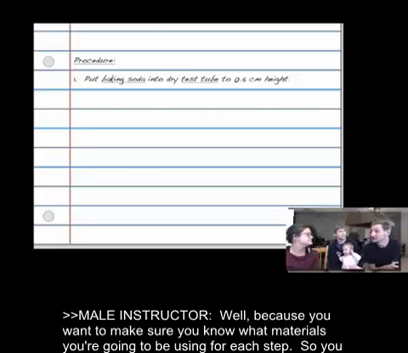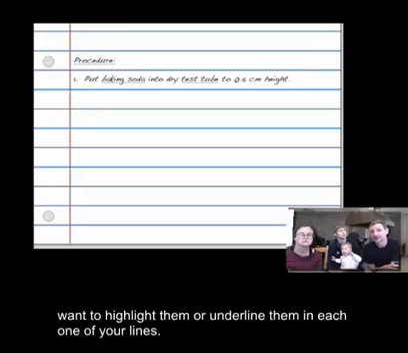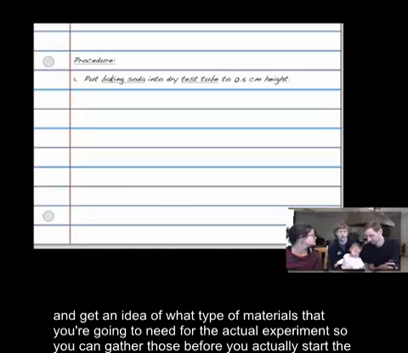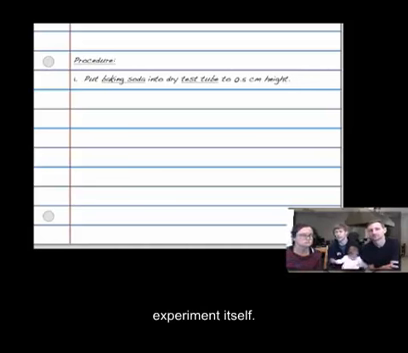Well, because you want to make sure you know what materials you're going to be using for each step. So you want to highlight or underline them in each one of your lines. It also helps you when you're initially setting up the experiment. You can just glance through your procedure and get an idea of what type of materials you're going to need for the actual experiment, so you can gather those before you actually start the experiment itself.